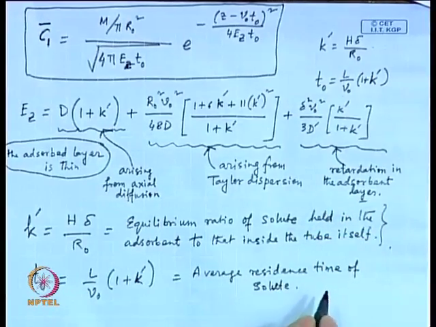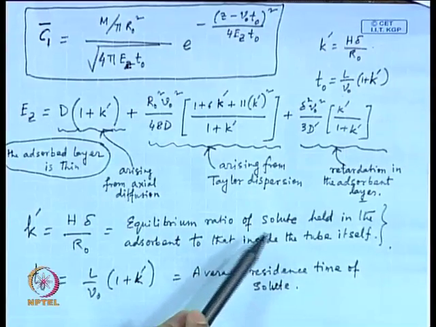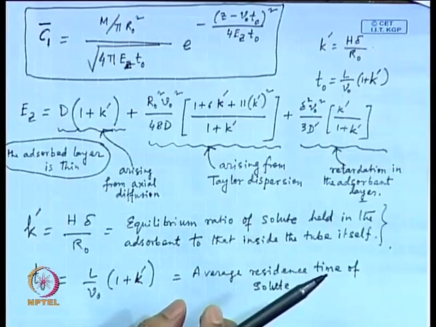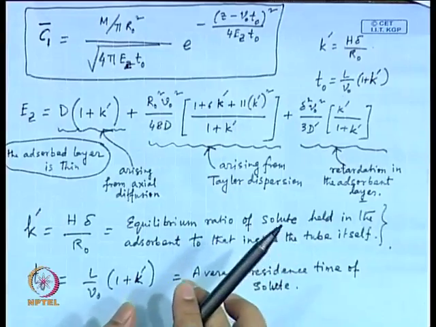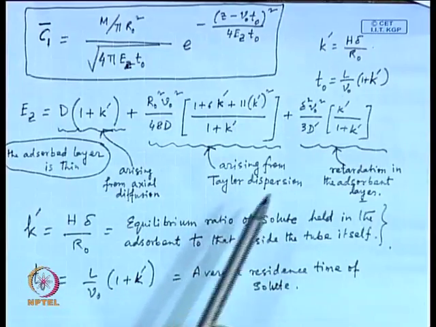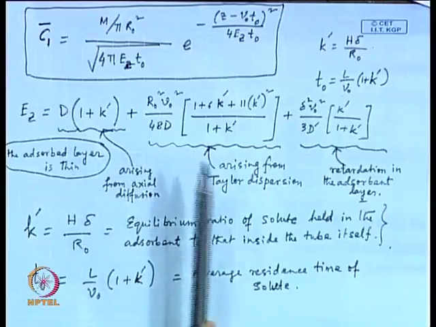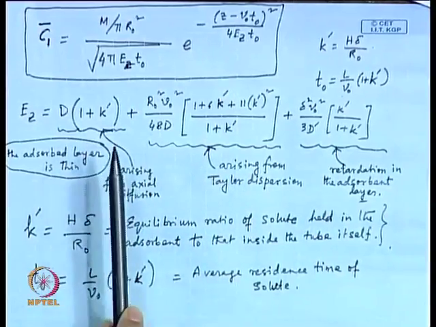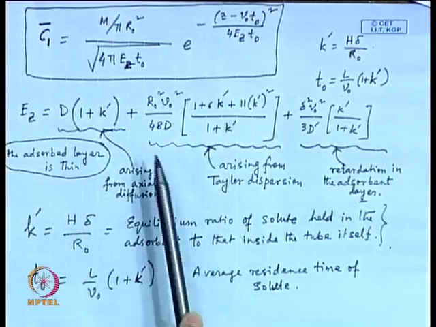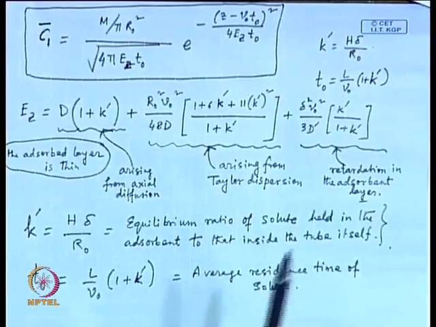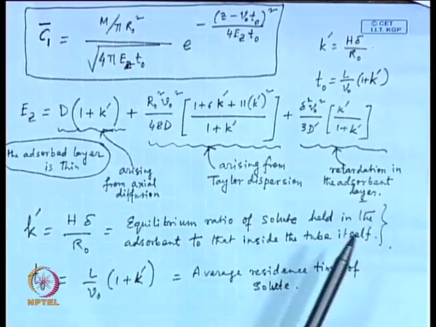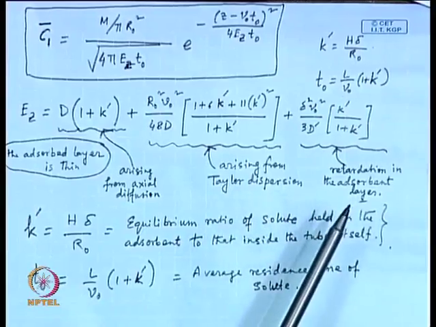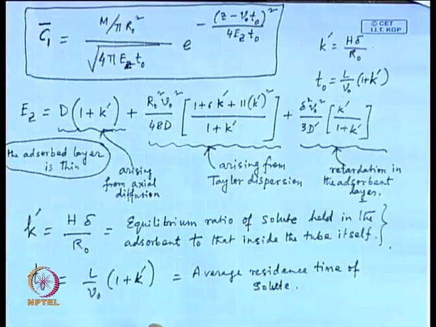Why is there retardation in the adsorbent layer? Because you have this chromatographic effect present, so this solute is getting adsorbed. So this Ez comprises three different components. The first component is arising from axial diffusion. The second component is arising from Taylor dispersion, and the third component is retardation in the adsorbent layer. All these three components contribute to the spreading of that peak, and what you want to do is minimize this spreading.